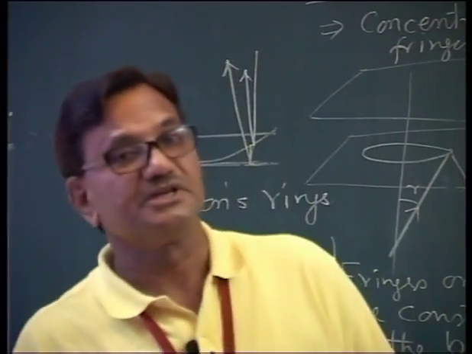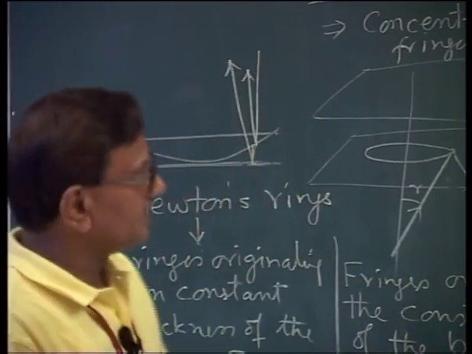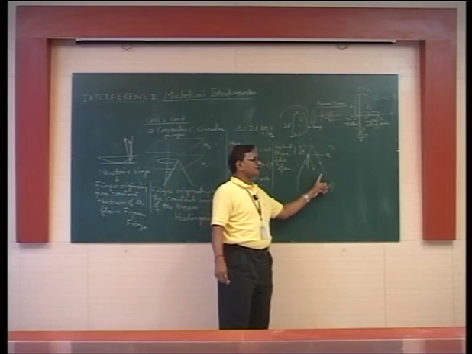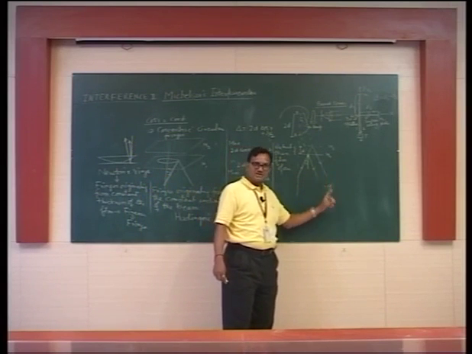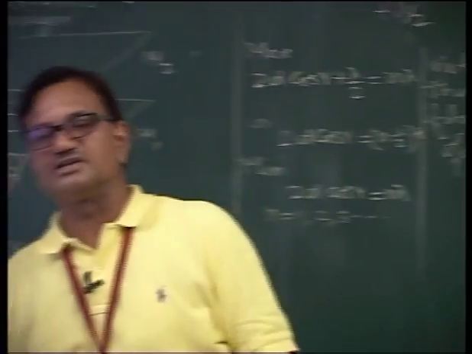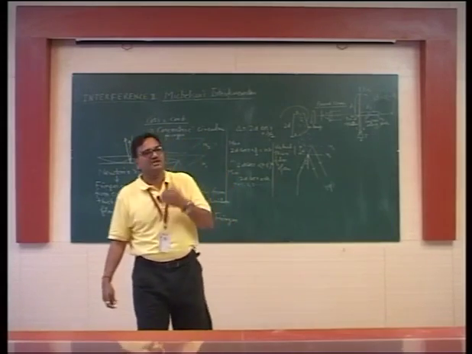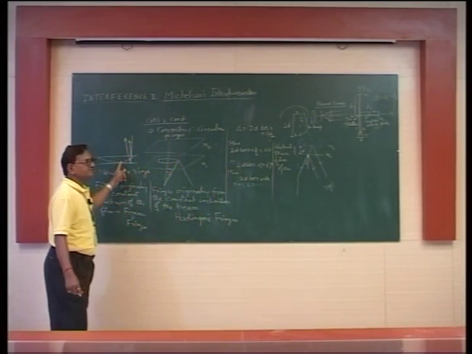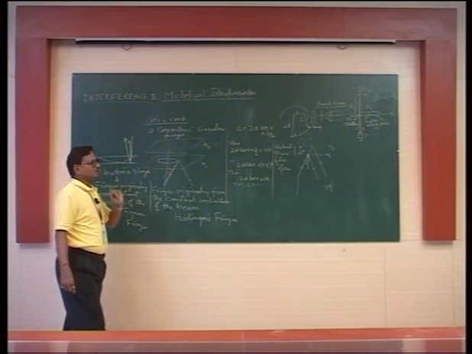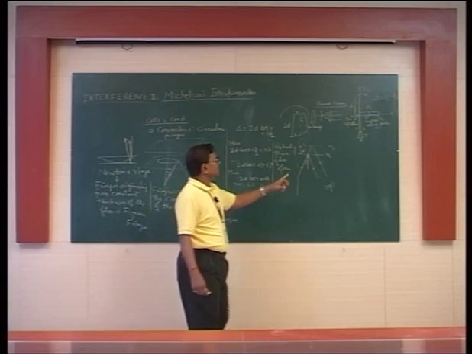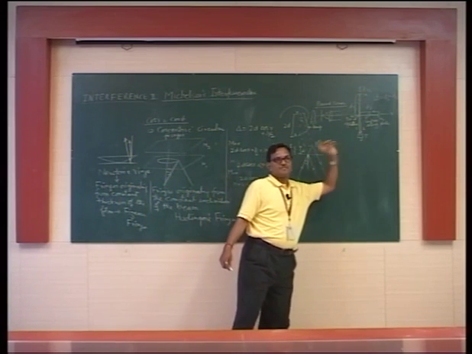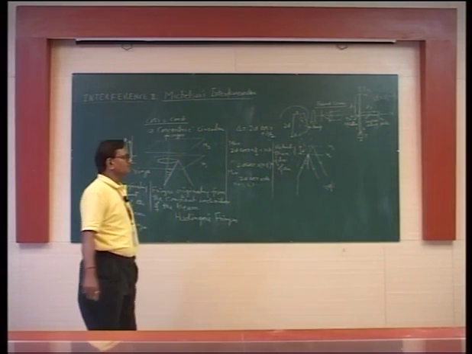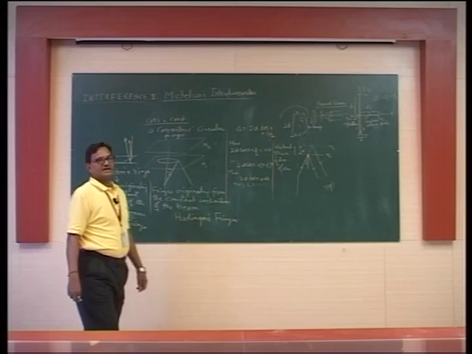They are localized in the plane of the film, whereas in Michelson's rings the two beams are parallel. We are using a telescope and they are observed at infinity, that means at the focus of the crosswire of the telescope. And therefore, to observe Newton's rings we need a microscope, but to observe Michelson's rings we need a telescope. That is another difference, and a few more differences will come out as we go through this entire text.